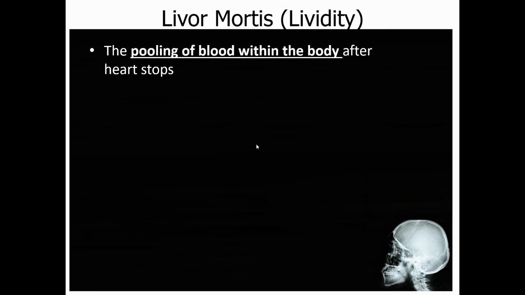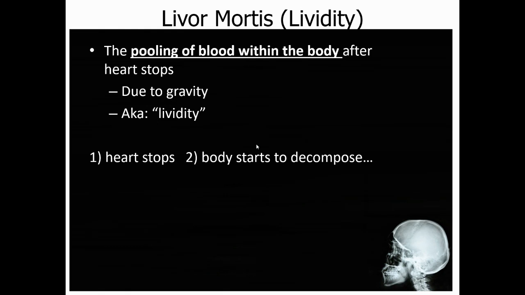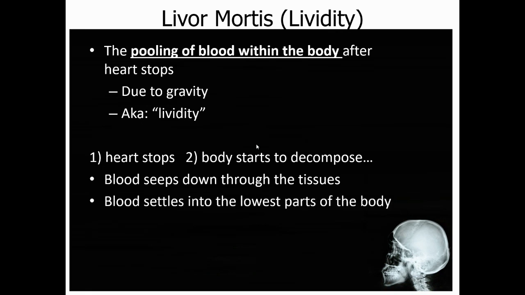All right, Livor Mortis. Okay, this is the third of these three things to help us calculate time of death. Livor Mortis means the pooling of blood inside the body after the heart stops. Basically, gravity pulls the blood to the lowest points in your body. This is also called lividity, Livor Mortis or lividity. Basically, here's what happens. Your heart stops, your body starts to decompose, the blood starts seeping down through your tissues inside your body, the blood settles into the lowest parts of your body.